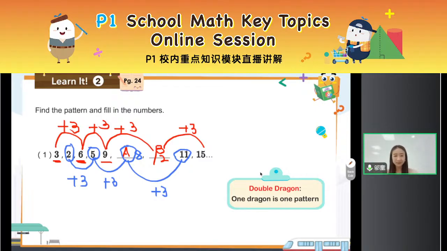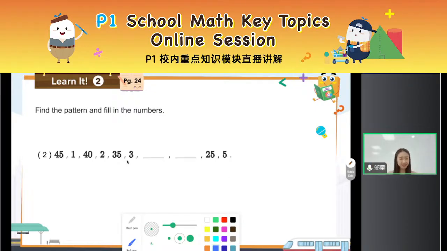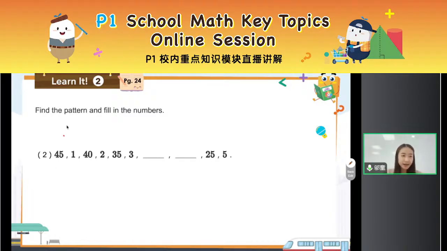Very well done, everyone. Okay, for the second one, what is it? Is this one frog jumping or is it a double dragon question again? Of course, that's the double dragon, right? Why? It's like the roller coaster. It's so big a number, then suddenly drops down, then goes up, and then goes down. When you realize a number is changing quickly, up and down, there must be a double dragon.